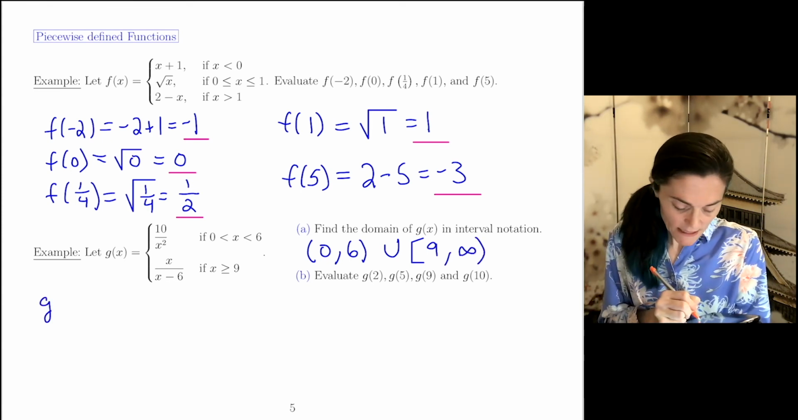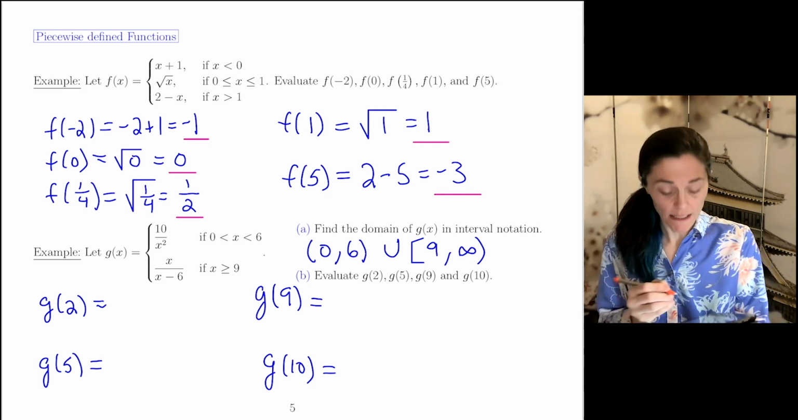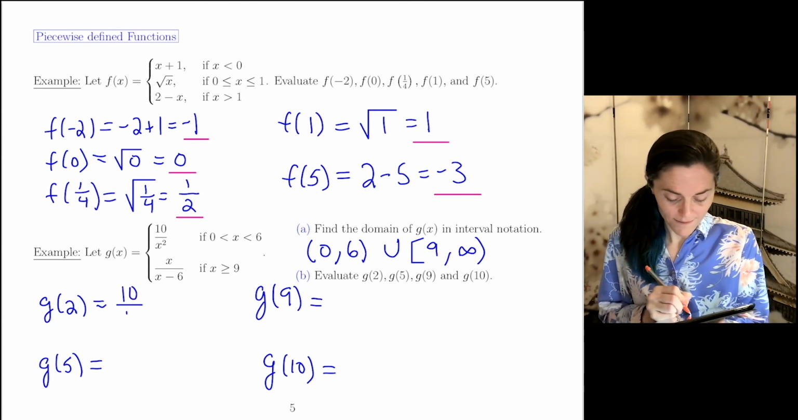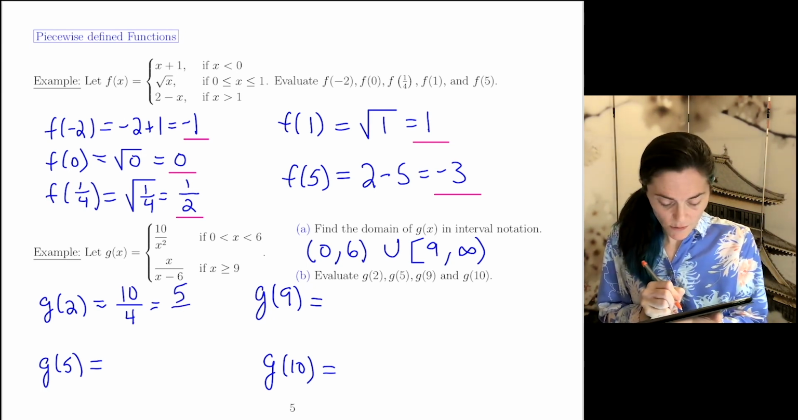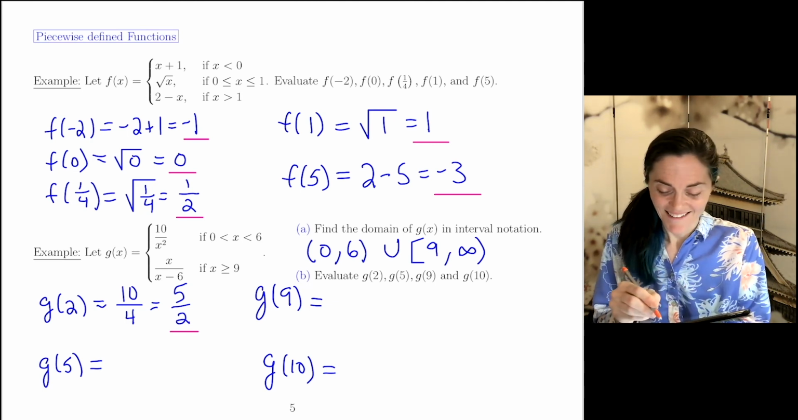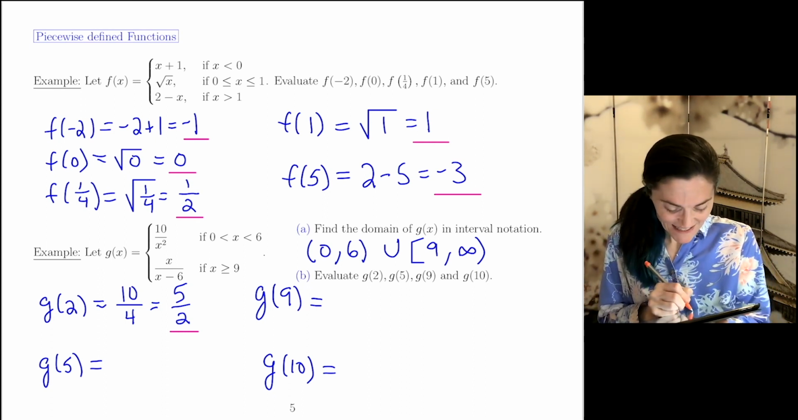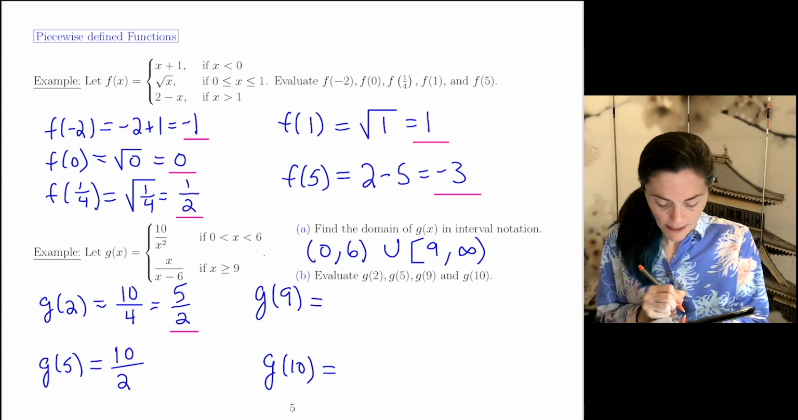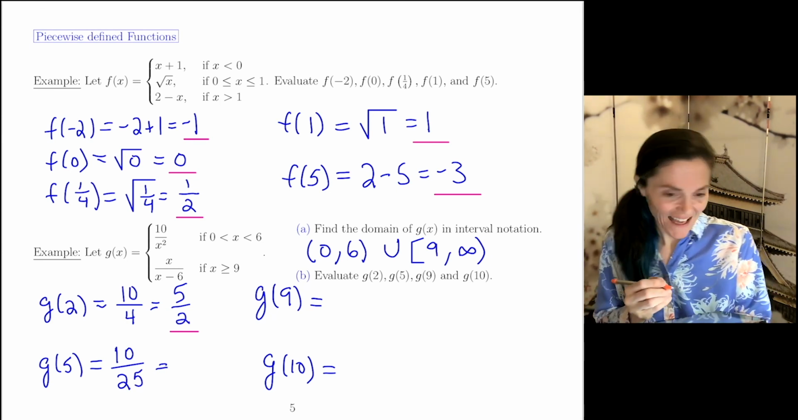Now let's evaluate. It's very similar to the one above. 2 is in the open interval from 0 to 6. So g of 2 will be 10 over 2 squared, which is 4. And this simplifies. I can divide the numerator and denominator by 2. So I have 5/2. This is g of 2. g of 5, 5 is also in the open interval 0 to 6. And so I have 10 over 5 squared, which is 25. Now here I can divide numerator and denominator by 5, and I get 2 over 5.